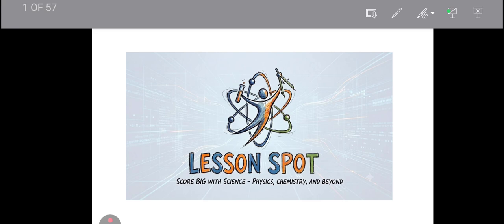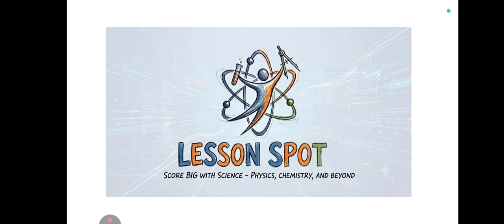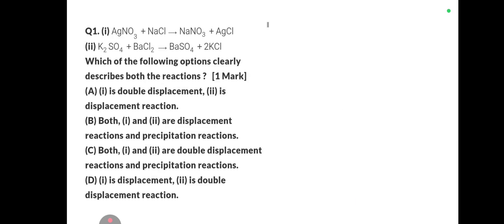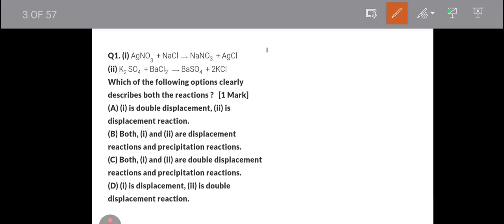So let's get started. As you can see, the first question: two equations are given here. The question asked is, which of the following options clearly describes both the reactions?